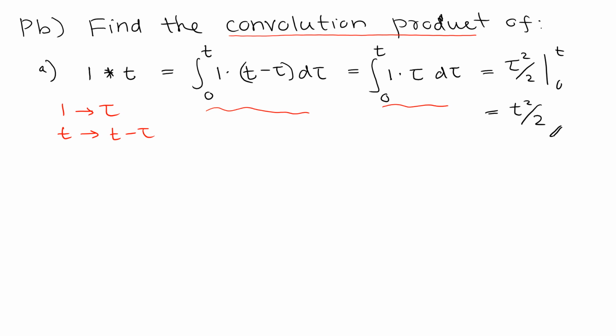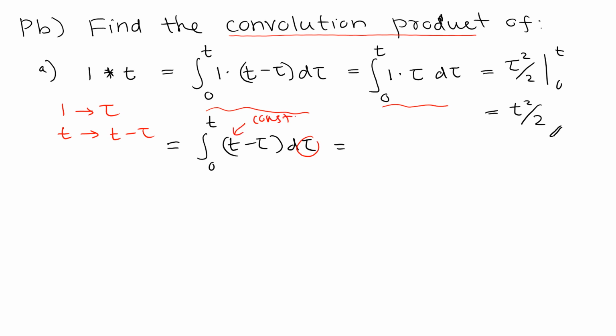Just to see that, let's do the integral. It's from 0 to t, and your variable is tau. So what we're trying to do is integrate t minus tau, d tau. Be careful here: your variable is tau, so that means t acts like a constant.